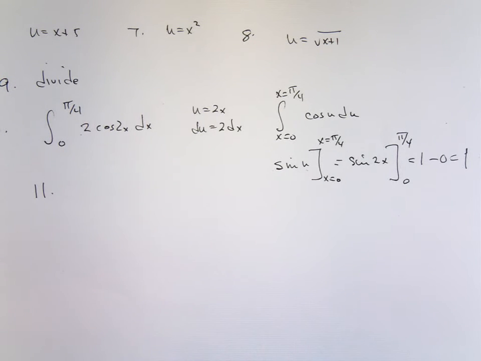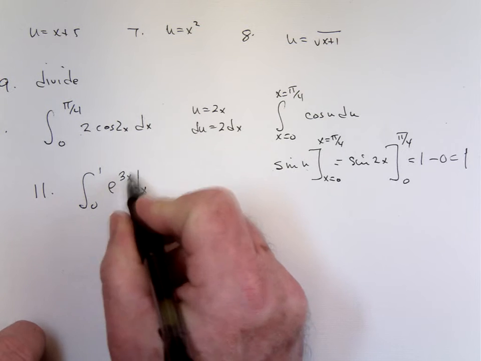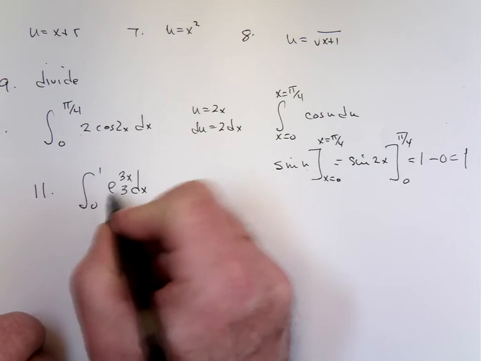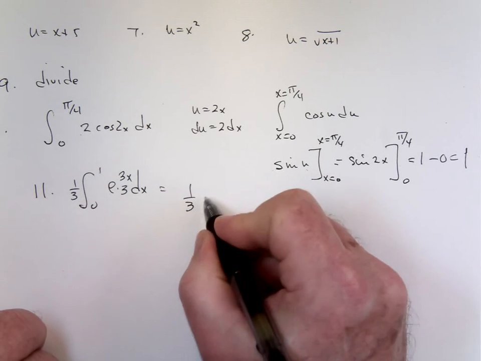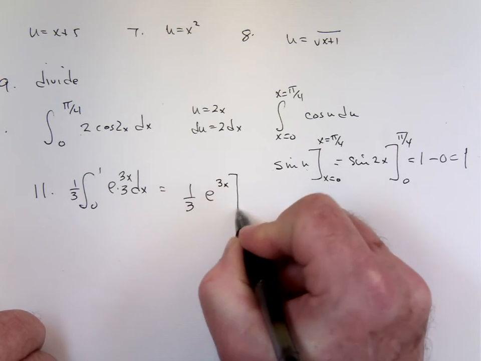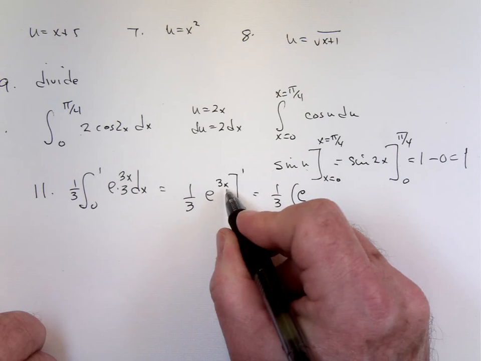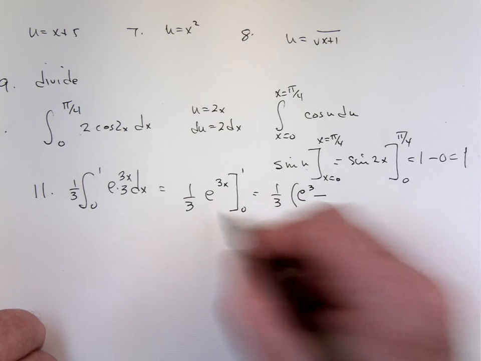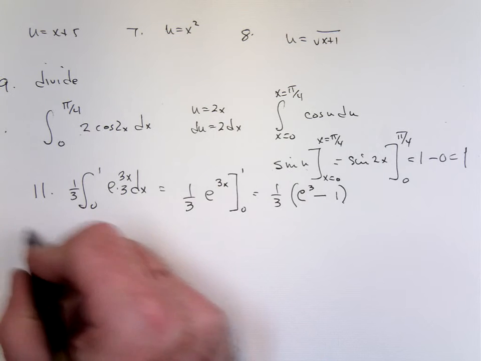The integral, 0 to 1, e to the 3x dx. It's e to the u form. u is 3x. du is 3 dx. Multiplied by 3 and by 1/3. The integral of e to the u is e to the u. So we get 1/3 e, put a 1 in here, cubed, minus e to the first, e to the 0, which is 1. That's the answer. Okay?